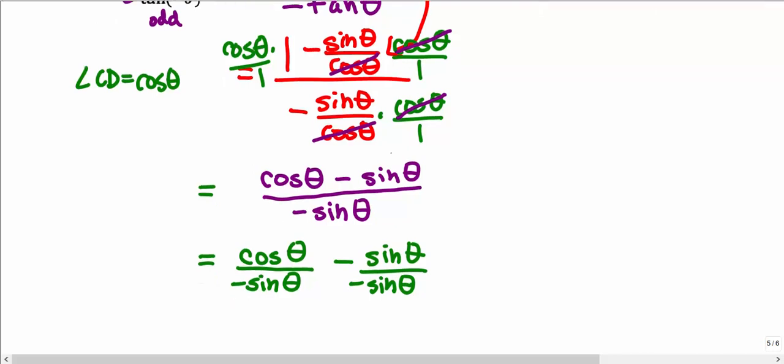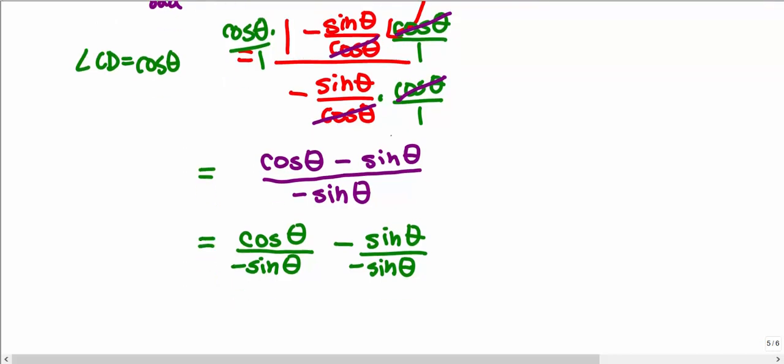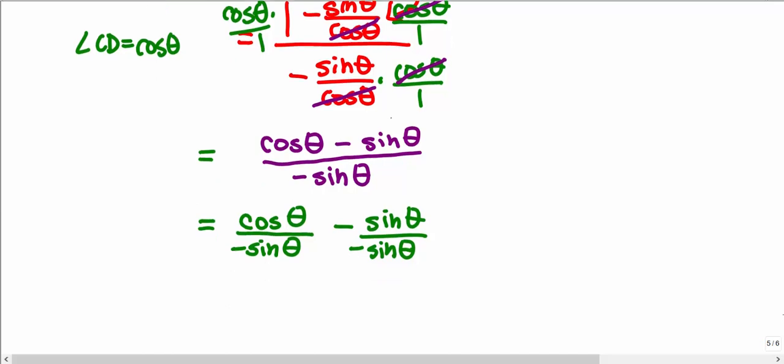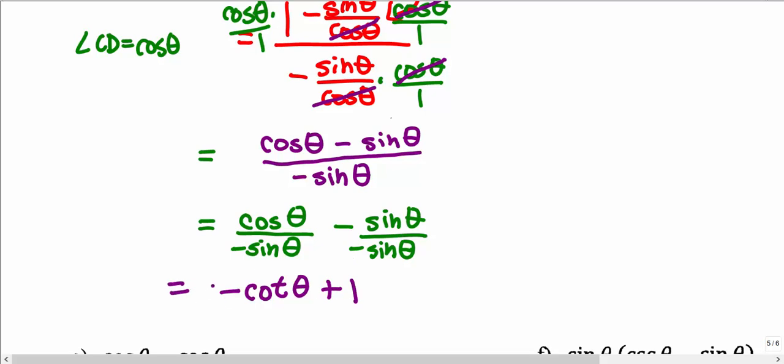This is going to be a helpful technique, going from one fraction to two separate fractions, because now I can use identities to get rid of the fractions. Well, cosine theta divided by minus sine theta, cosine divided by sine would be cotangent, so that would be negative cotangent theta. And anything divided by itself is 1, and we have negative divided by negative, so we end up with a positive 1. So here we have our final answer without any fractions.